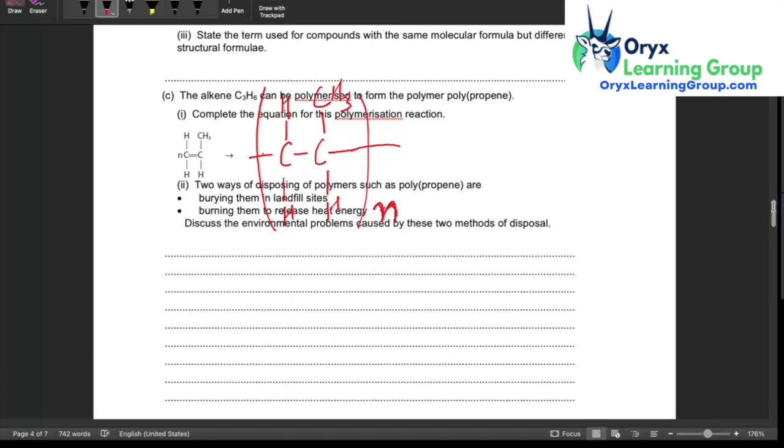Correct, that's right. And the landfills will get filled up quickly, right? Also, burning them and releasing them will release toxic chemicals into our atmosphere. Yes, correct. And then apart from that, it says to release heat energy, right? When you release heat energy, it can cause global warming, right? So global warming has all its other effects.